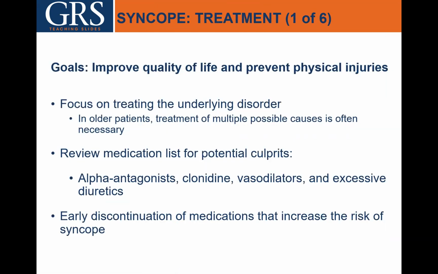So for the treatment, the goal is to improve quality of life and prevent physical injuries. So we should focus on treating the underlying disorder. In older patients, treatment of multiple possible causes is often necessary. Review medication lists for potential culprits. Offer alternatives to alpha antagonists, clonidine, vasodilators, and diuretics; early discontinuation of medication that increases risk of syncope.